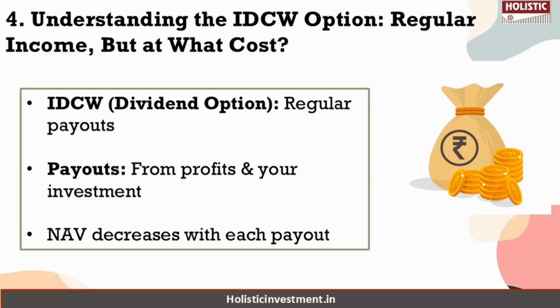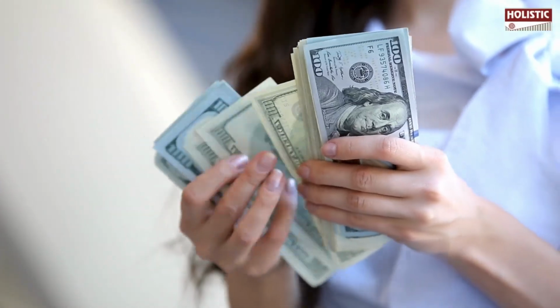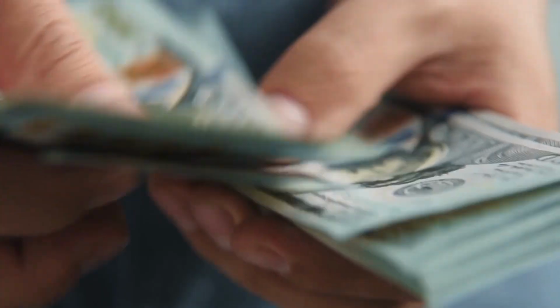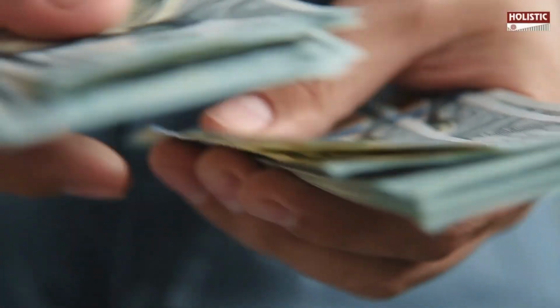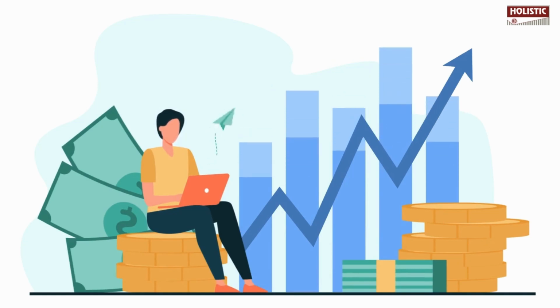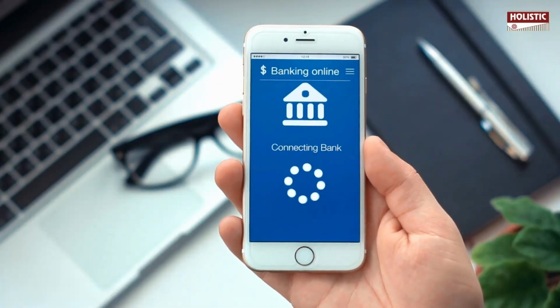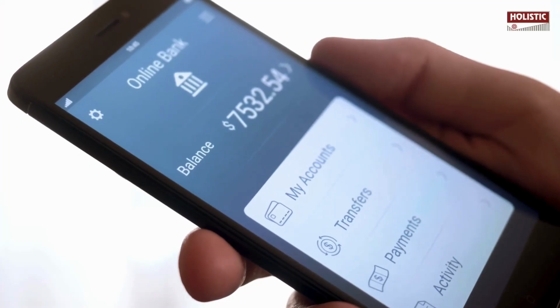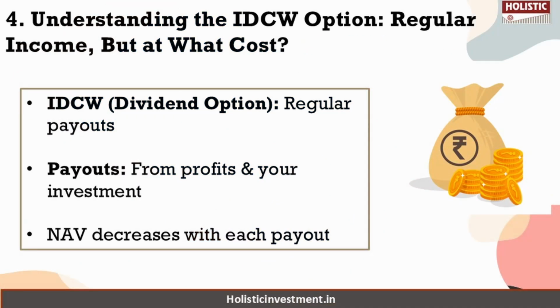Now let us move on to the IDCW option. This option, previously known as the dividend option, allows investors to receive regular payouts from their mutual fund investment. But here's the catch. These payouts are not extra income. Instead, they come from the fund's profits and your original investment. Imagine you have a savings account and you keep withdrawing money. Over time, your total savings decrease. That's what happens with IDCW. The net asset value, NAV, decreases every time a payout is made.